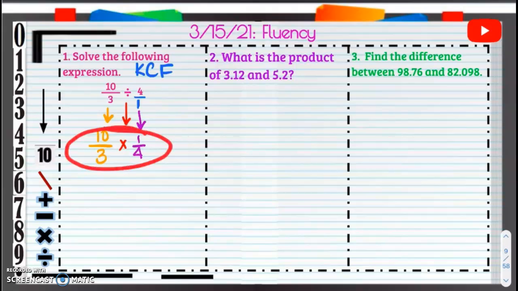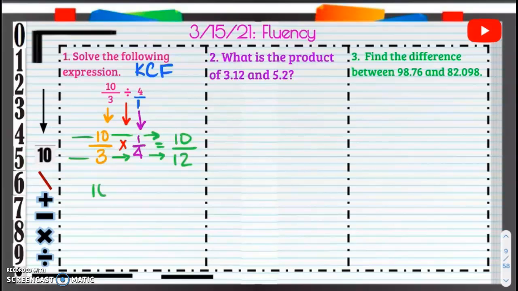Now we're going to multiply straight across here. So now 10 times 1 is 10. 3 times 4 is 12. So we can have an answer of 10/12, or we can simplify it. If we simplify this even more, we can divide both by 2. So 10 divided by 2 is 5, and 12 divided by 2 is 6. So either of these answers work. You only have to choose one of them.